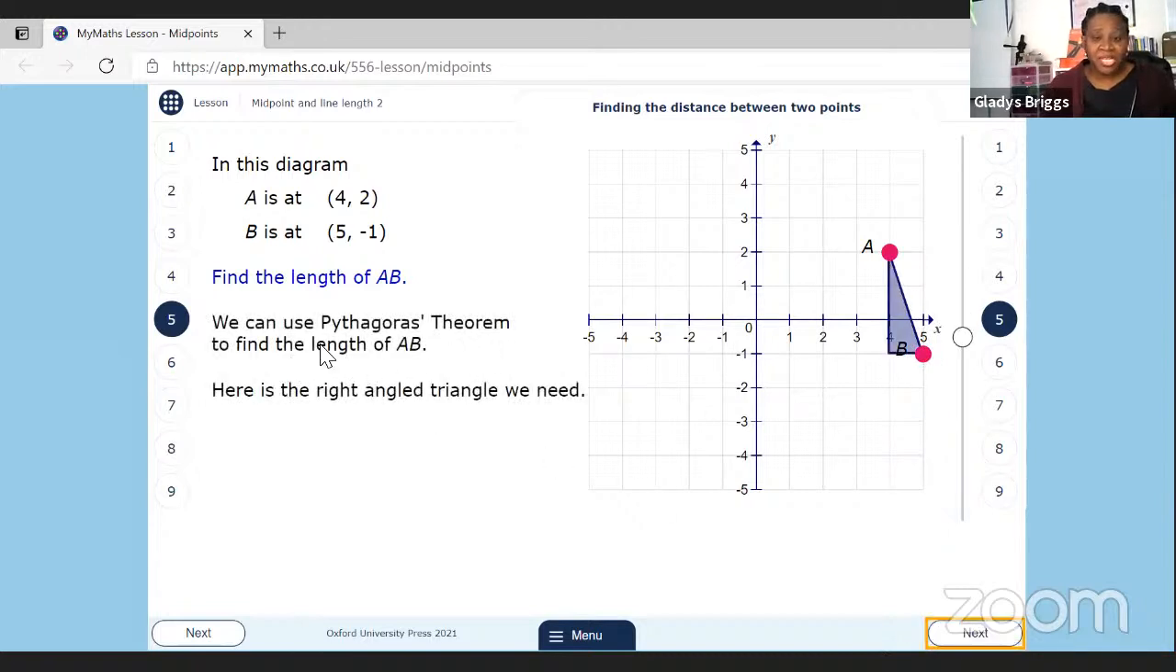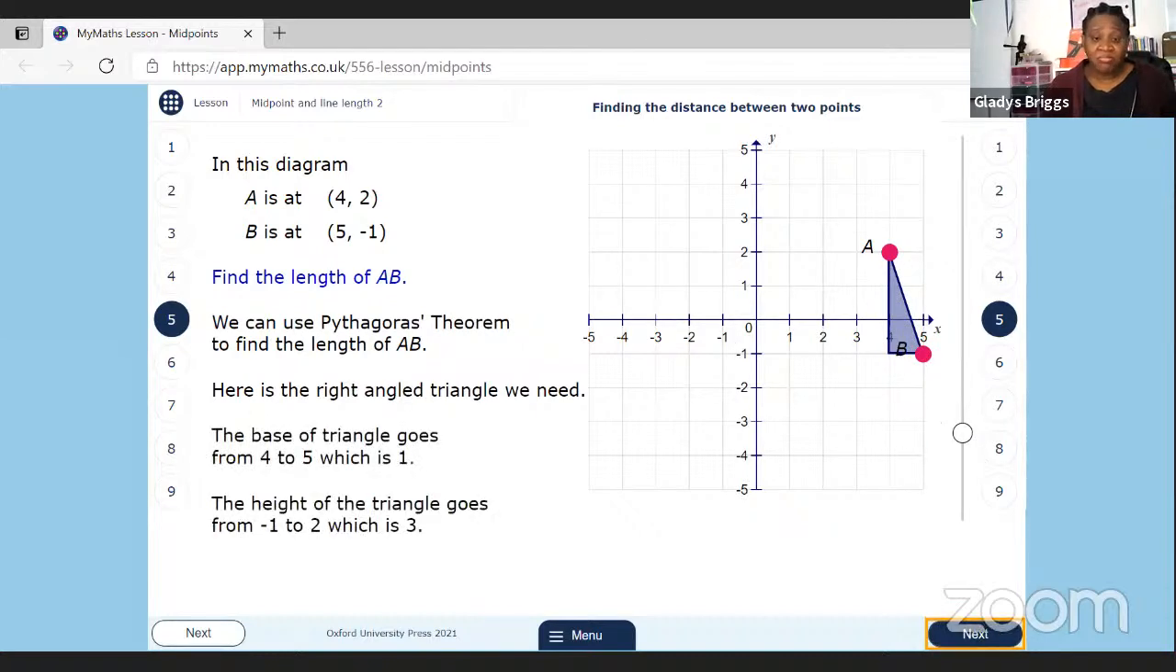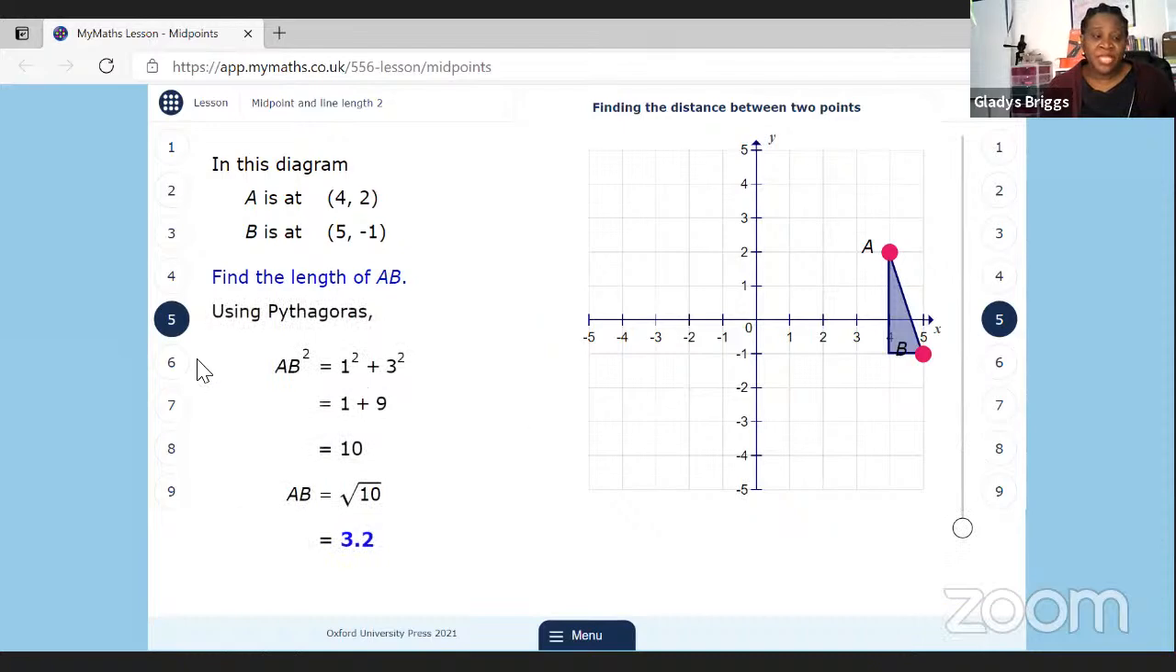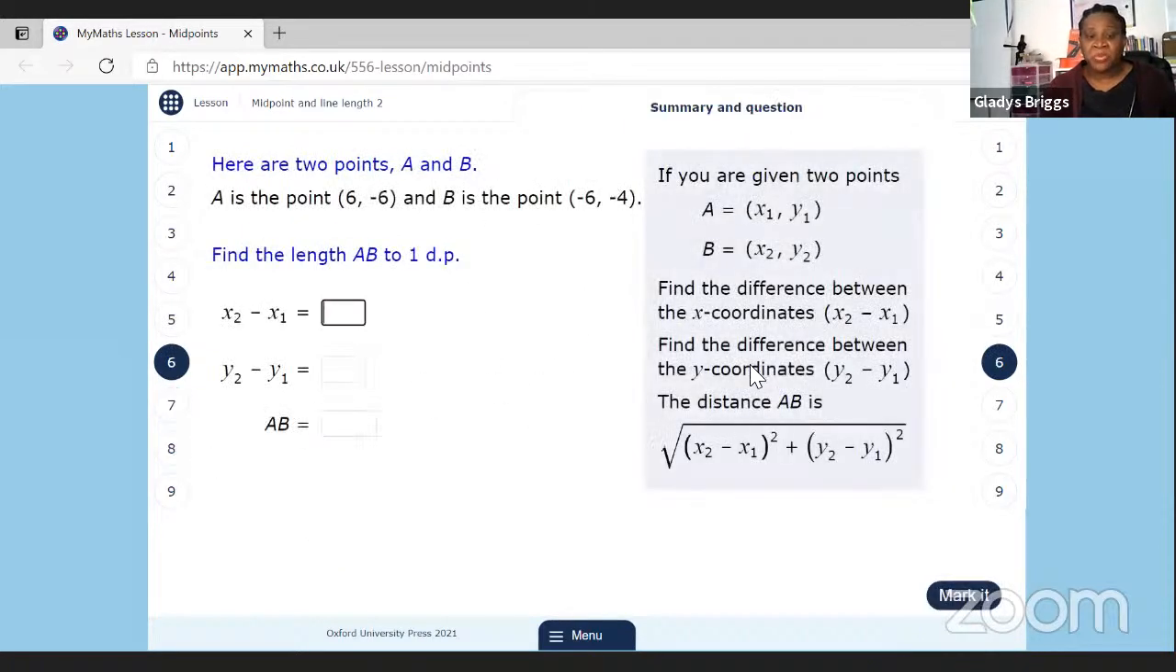We can use Pythagoras, but we don't have to do that now. They're just showing us that we can use Pythagoras. If you know this distance and you know this distance, you can use Pythagoras to work it out, but we don't have to do that. We have a formula that we can use.